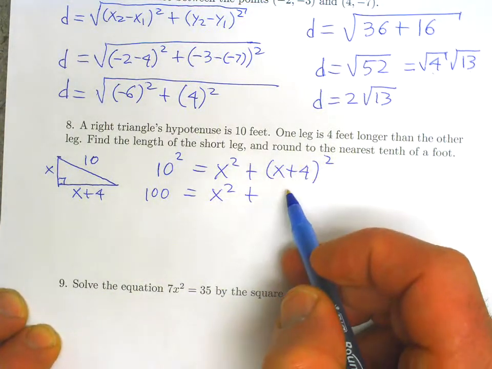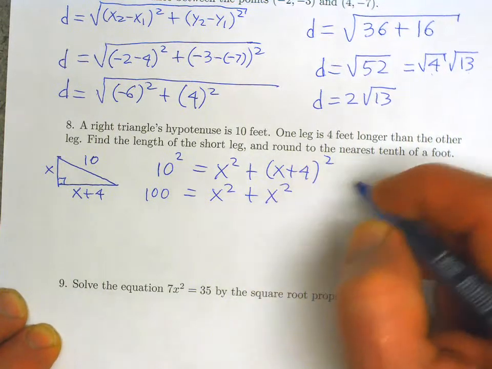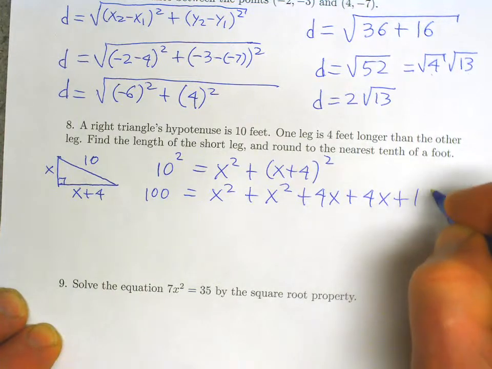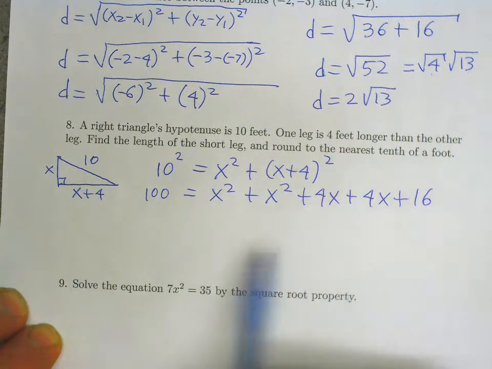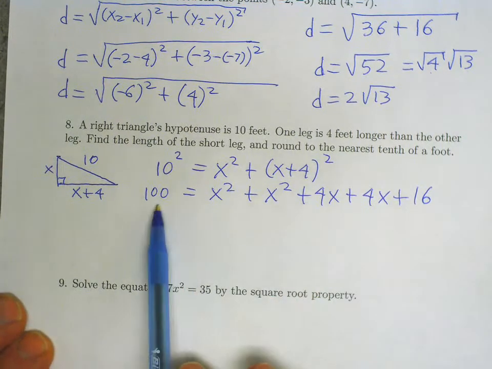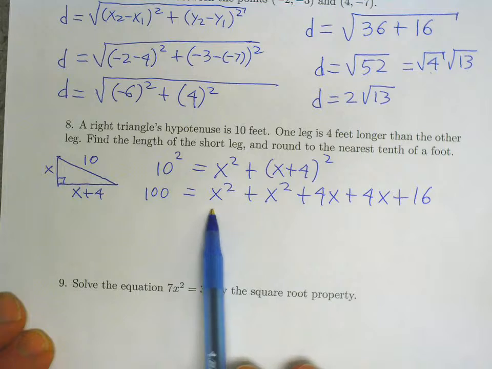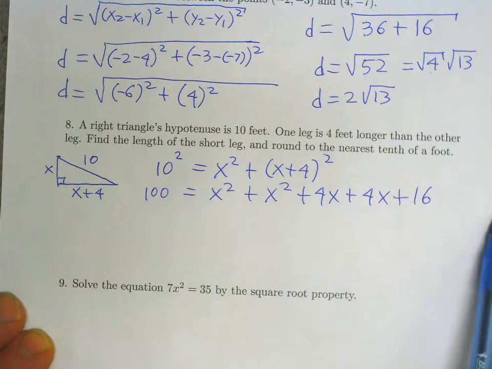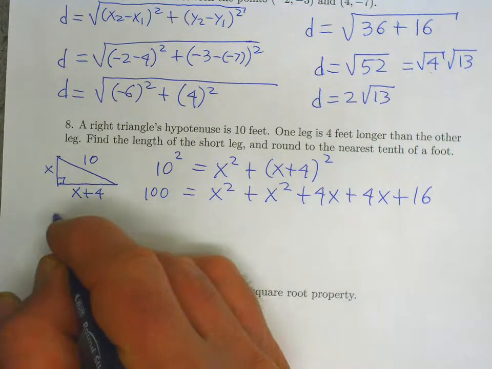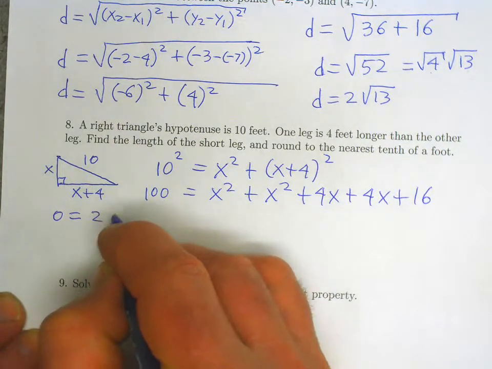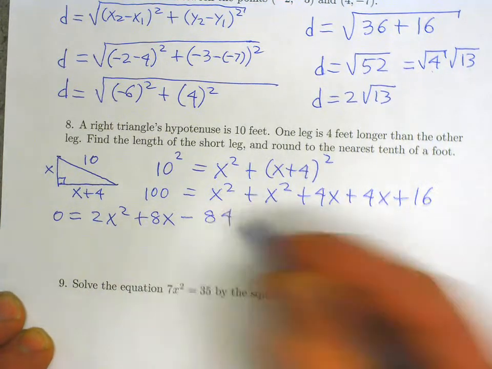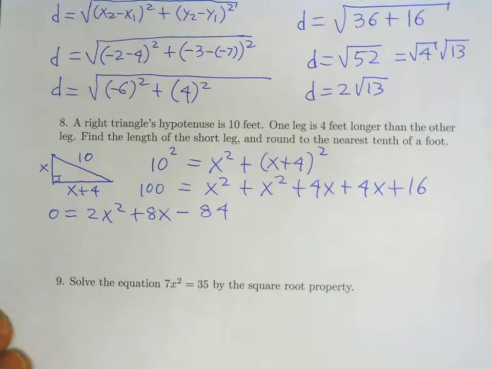And then when we square the binomial x plus 4, we get x squared plus 4x again, and then plus 16. Okay, our equation is just a quadratic equation. So in the next step, I'll do a few things at once. We'll subtract 100 from both sides, and we'll combine like terms on the right-hand side. So we'll get 0 equals 2x squared plus 8x, and then minus 84, because 16 minus 100 is minus 84.